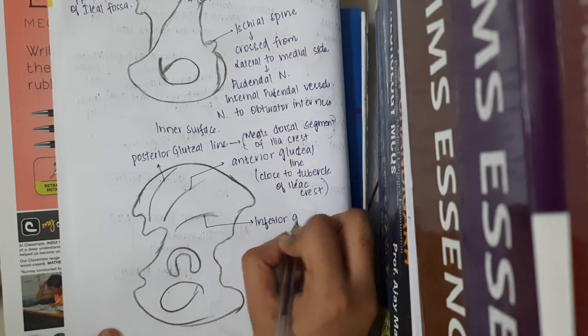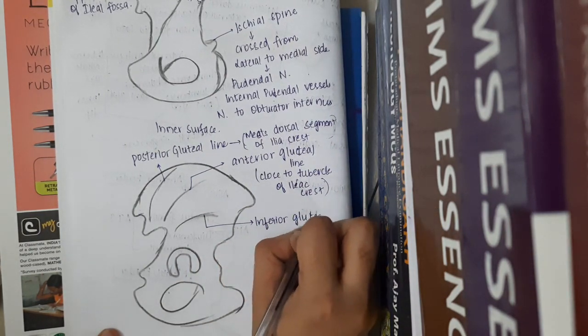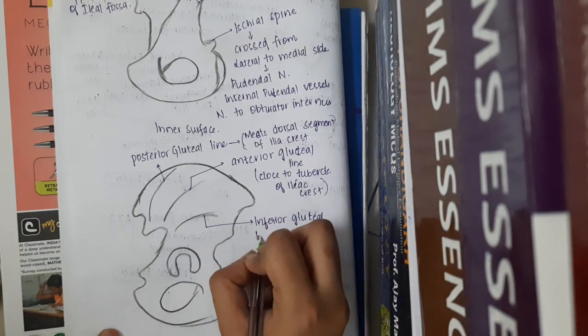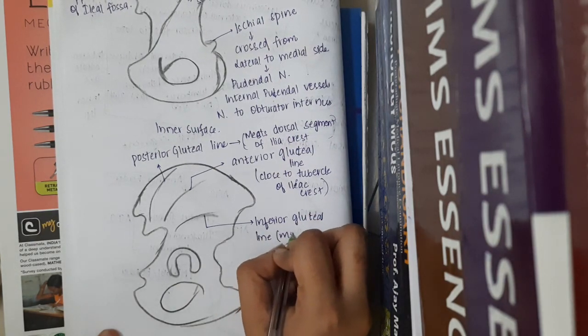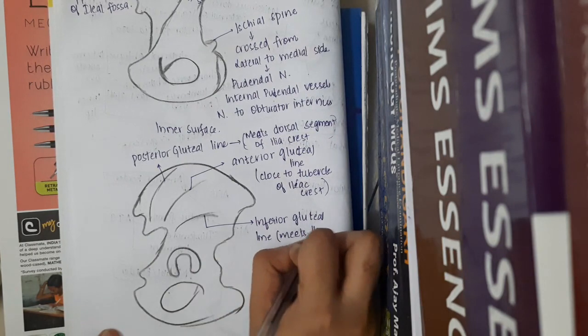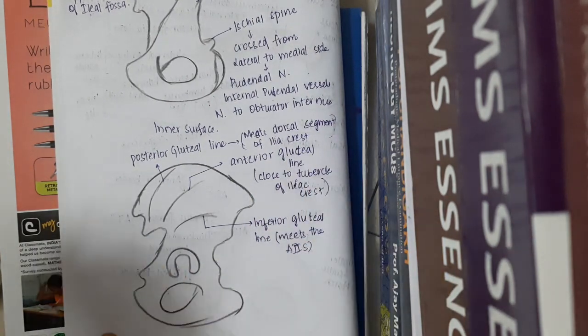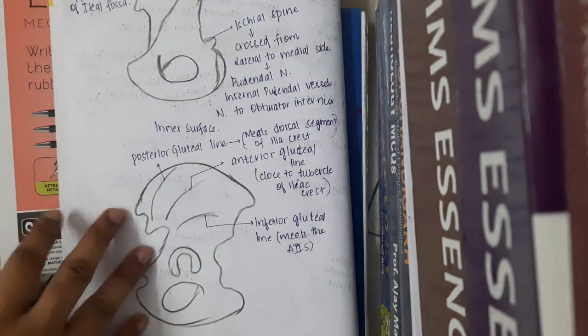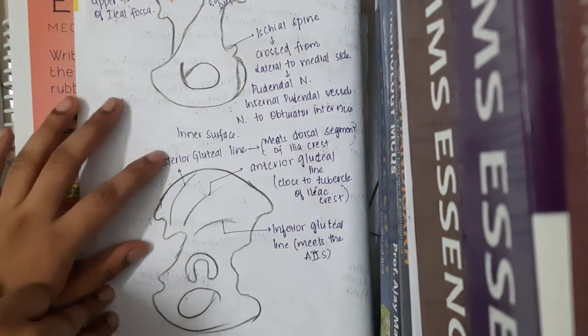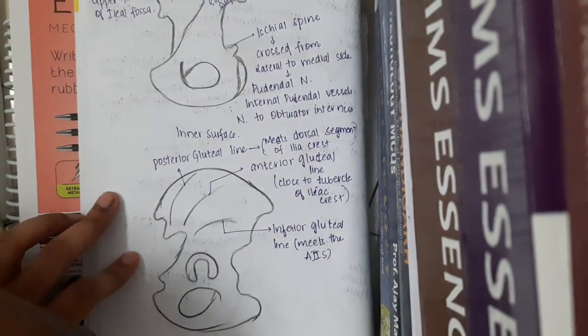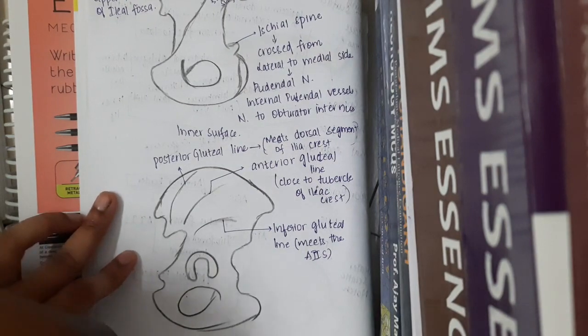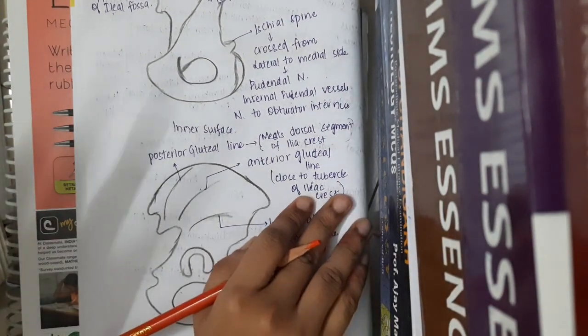Okay, this inferior gluteal line meets the anterior inferior iliac spine. Maybe they can ask this in match the following. That is the reason why I wrote them also. Okay, now what about the muscles? There are mainly 4 muscles. This gives rise to 4 different muscles.